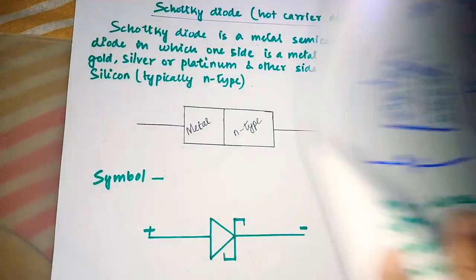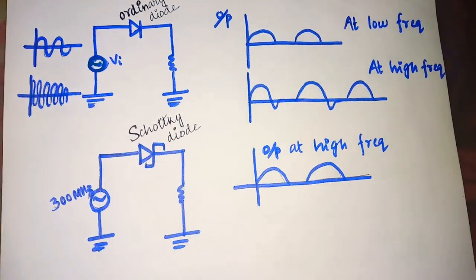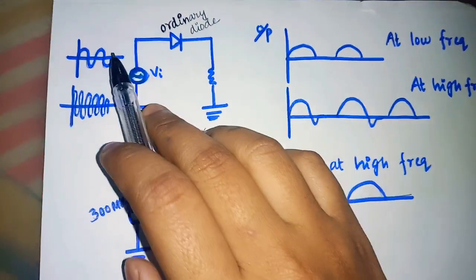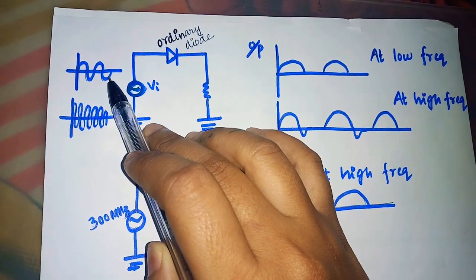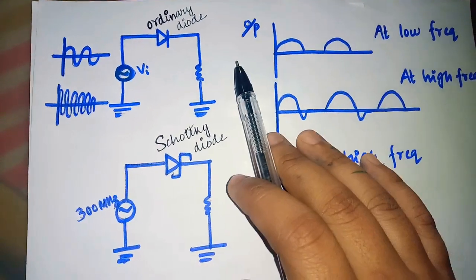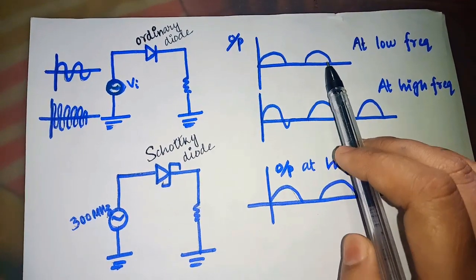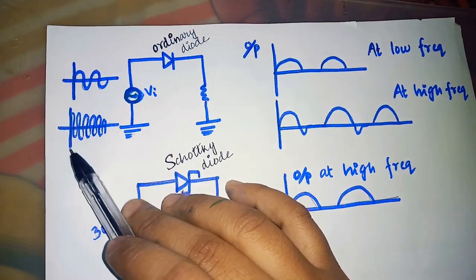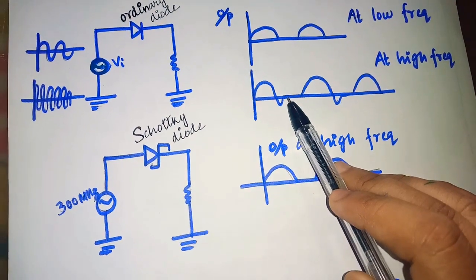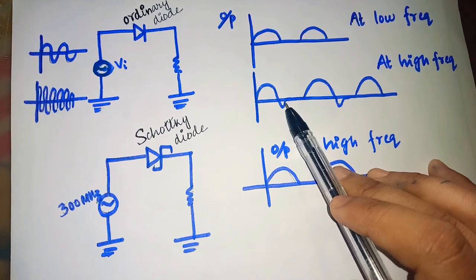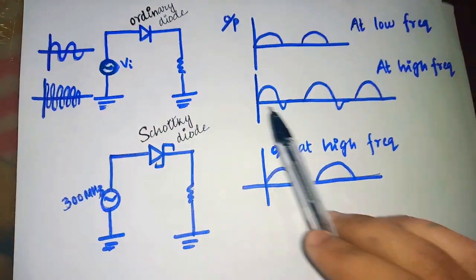Now we will see how it is different from other normal diodes. In an ordinary diode, if we put an input at a low frequency, then at low frequency the output is okay. But if we increase the frequency, then the negative side also appears, and it is of a deteriorated nature. Why does it happen at high frequency?